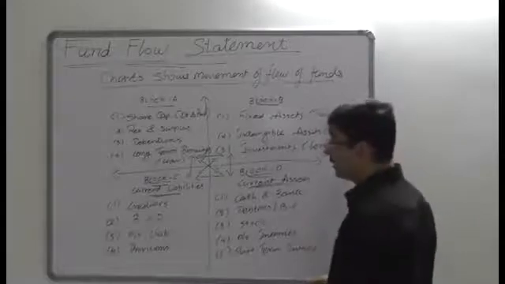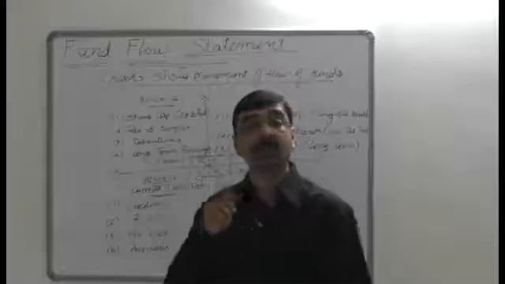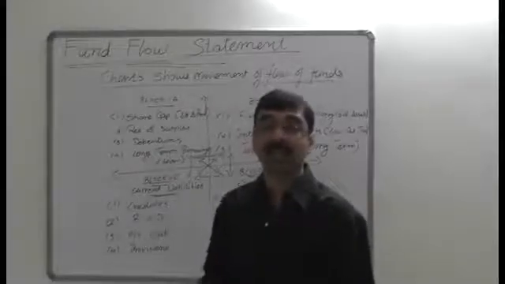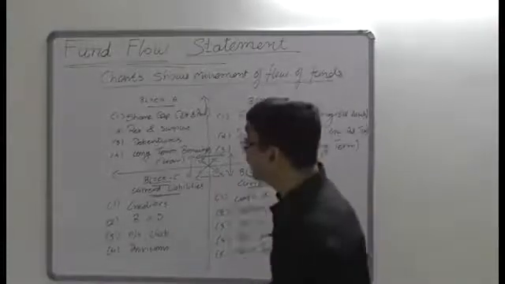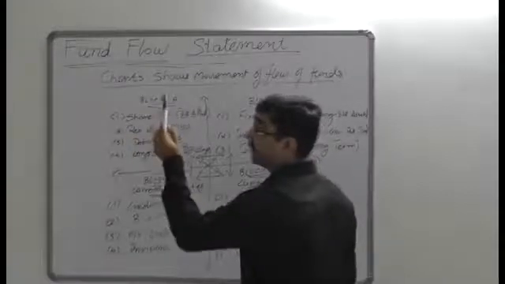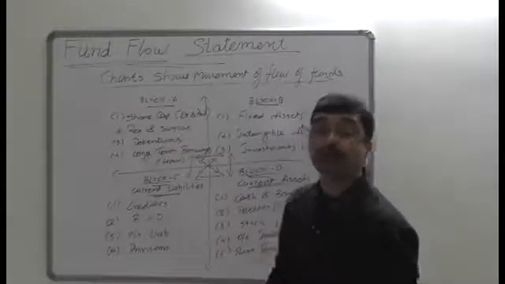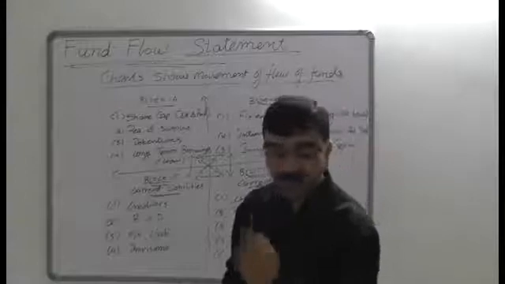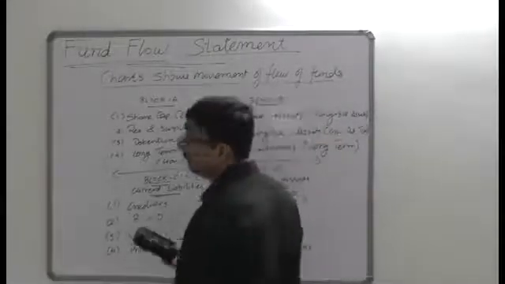But if the transactions occur in cross blocks like A and D, or B and C, then it would definitely affect the working capital as well as the flow of funds. One more thing: if the transactions occur within the same block, that means both effects fall on block A, or block B, or C and D, it also does not affect the flow of funds. Let's see with examples, one by one, how the flow of funds is affected.